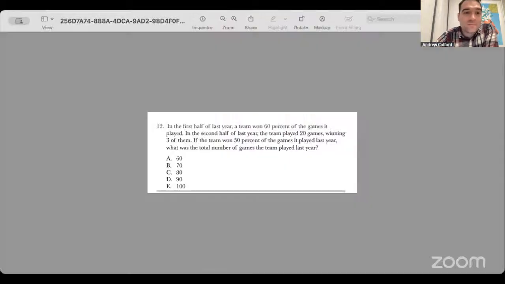There we go. Okay, so this is the famous baseball team question that everybody loves. Here goes. In the first half of last year, a team won 60% of the games it played. In the second half of last year, the team played 20 games, winning 3 of them. If the team won 50% of the games it played overall last year, what was the total number of games the team played?